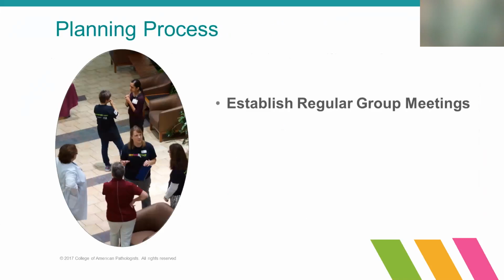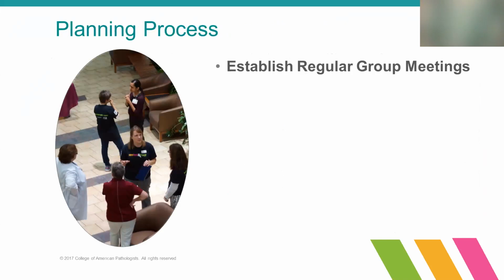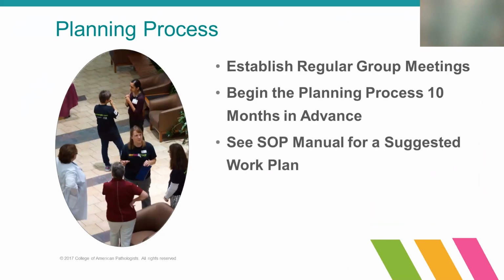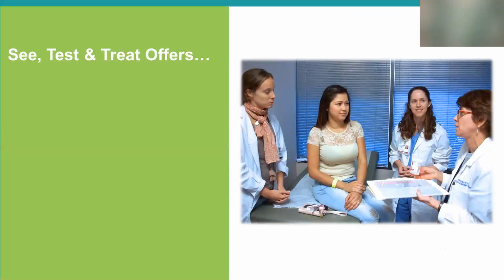Once you have your planning team assembled, establish a regular day and time for your group meetings. Keep the lines of communication open. One way to do this is to provide a summary of all meeting discussions along with follow-up assignments in advance of the next meeting. We suggest that new programs start the planning process at least 10 months in advance, meeting monthly and then more frequently as you get closer to your See, Test, and Treat program date. See the Standard Operating Procedure Manual for a suggested work plan and meeting schedule.